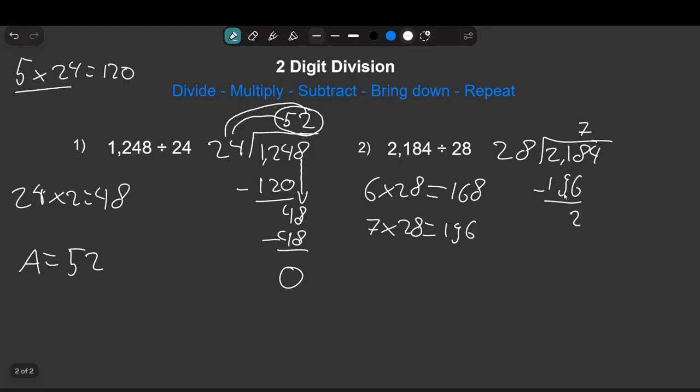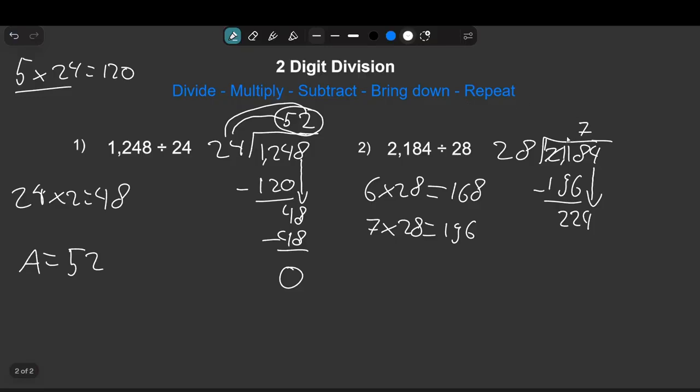1 minus 9 we can't do, so we have to borrow 1 from the 2. So the 2 becomes a 1, and the 1 becomes an 11. So now we have 11 minus 9 equals 2. And now we have 1 minus 1, which equals 0. So our answer for the first one will be 22. Now, the next step is to bring down the next digit. Our next digit is 4. So we bring this down and we have 224.